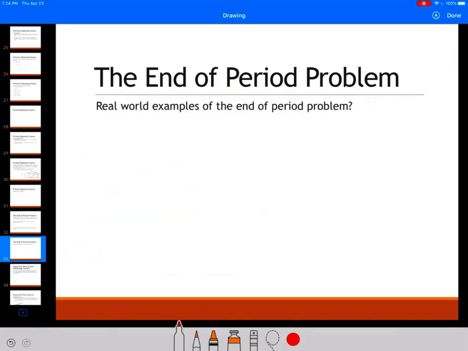Now, what are some real-world examples of the end of period problem? There's lots of things in our life that come to an end, like school, hopefully coronavirus. So we can think through some real-world examples. Two come to mind. One is when you're working and you've decided to leave your company. You're going to leave and take another job.